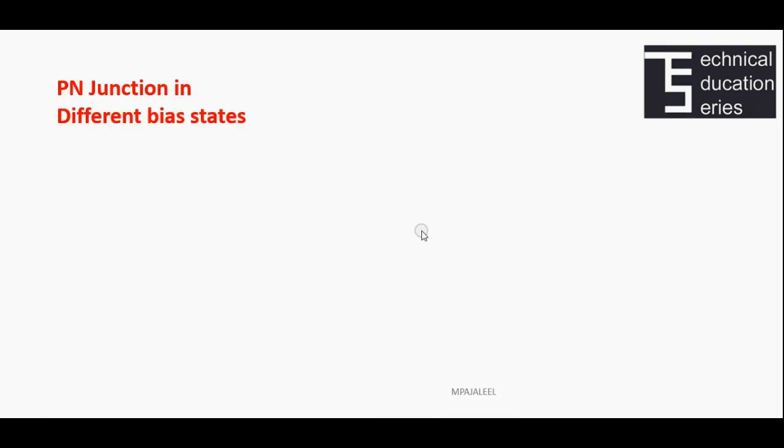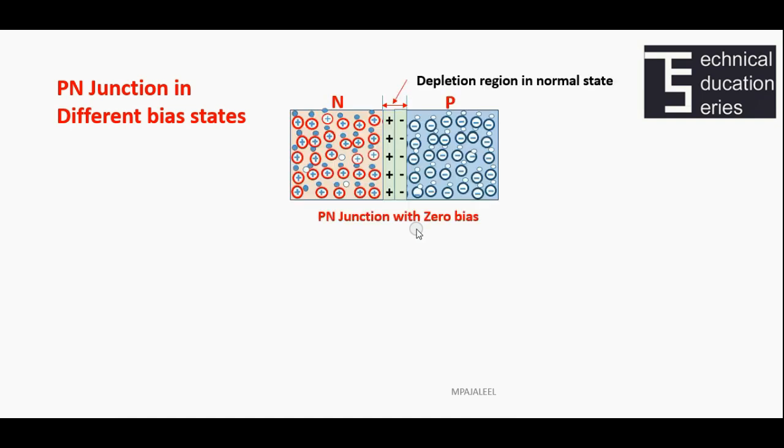Now let us see the PN junction in different bias states. PN junction with zero bias means when no voltage is applied across the junction, the PN junction exists with a depletion region of normal size, as it is at the time of formation.